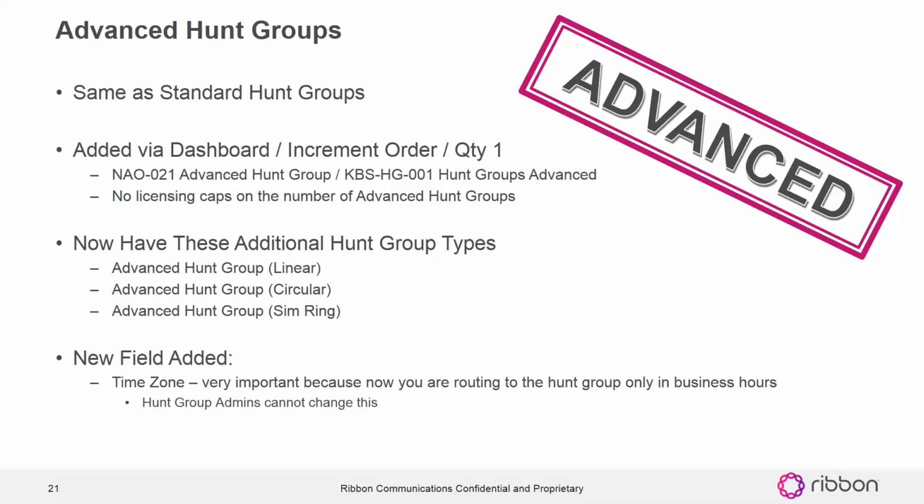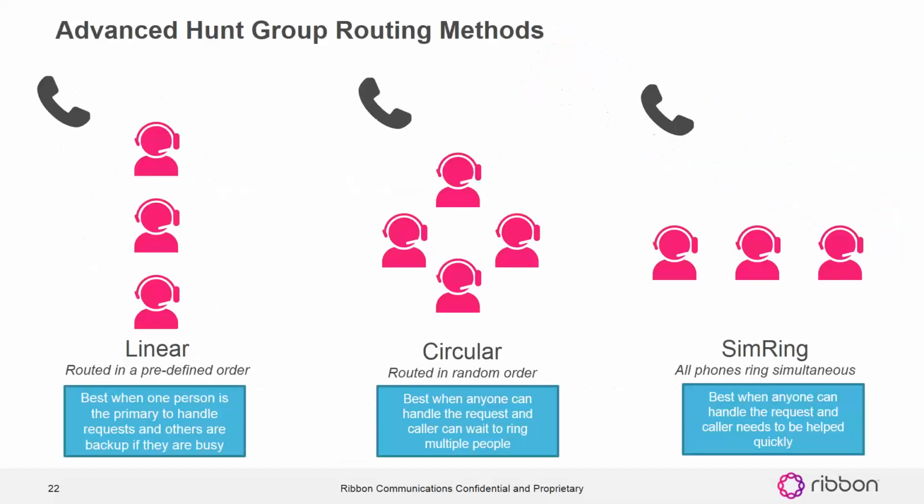And the difference is this gives you a time of day controller. And in order to make that work correctly, you're going to need to make sure as an administrator that you set the proper time zone of where this customer resides, okay? And so that's really important because the hunt group administrator is not able to do that. You have to do that as a provisioning. So let's look at how this is different when you use advanced hunt group.